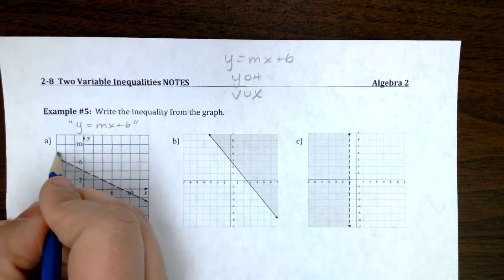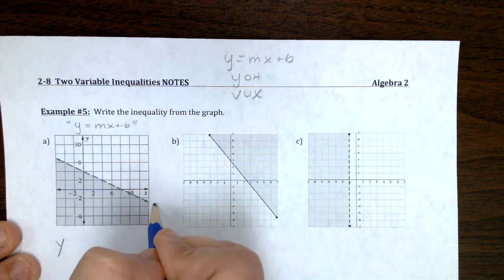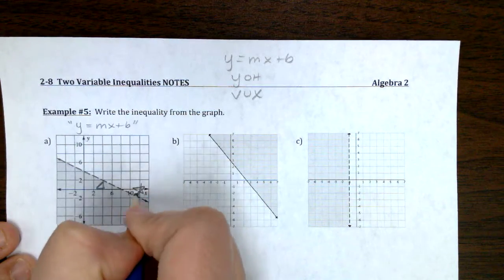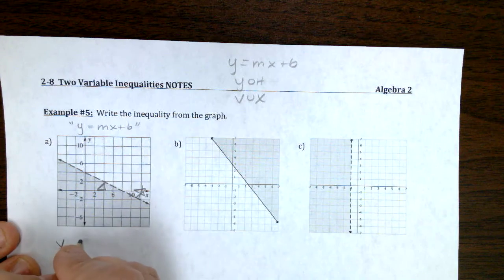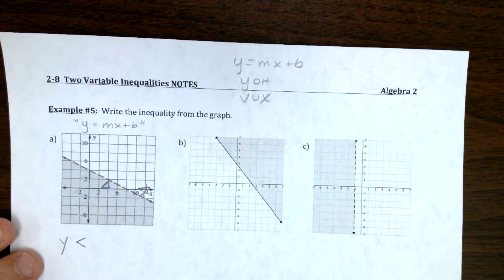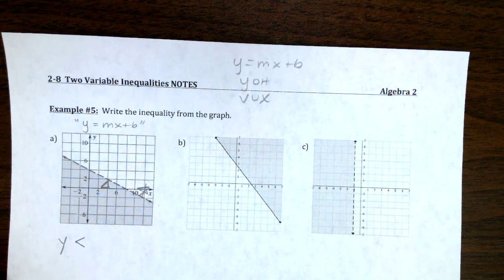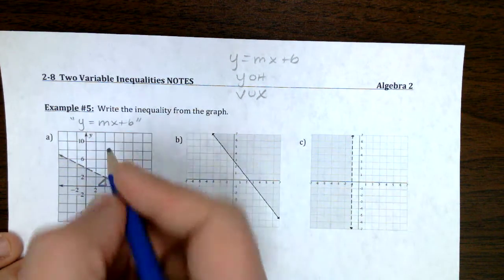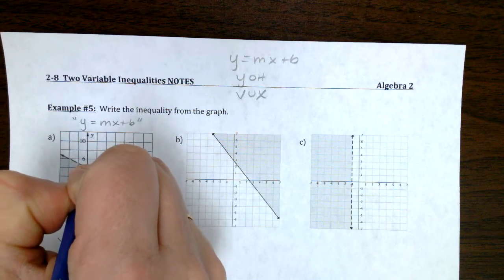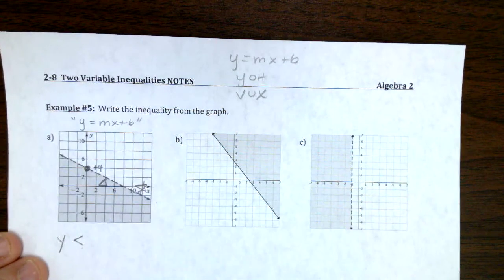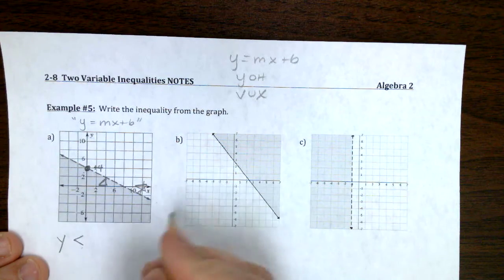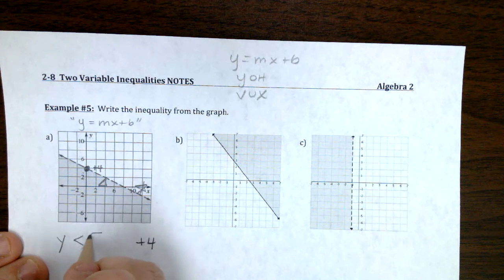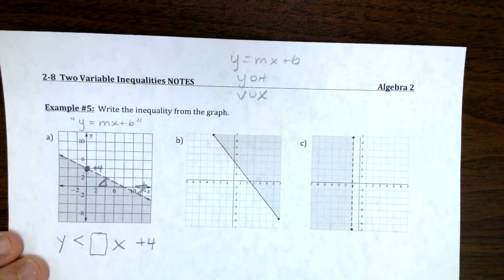When I look at this line, this is a dotted line, and I shaded below. So this is like the fulcrum, and this is where the big kid would be sitting. So this is shaded below. So that tells me that that would be less than. The shading and the dotted line are what tell you what the symbol is. Okay? Take a look here. This is at +4. That is my y-intercept. So all the way at the end, I can fill in +4. I still need to figure out slope, and I can put my x there.